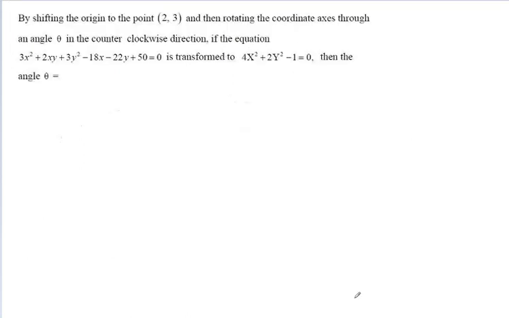Shifting the origin to the point (2, 3) and then rotating the coordinate axes through an angle theta in the counterclockwise direction, the equation 3x^2 + 2xy + 3y^2 - 18x - 22y + 50 = 0 is transformed to 4x^2 + 2y^2 - 1 = 0. Then the angle theta is equal to what? That means in this equation the xy term is missing. The xy term missing means theta = (1/2) tan inverse of 2h/(a - b).